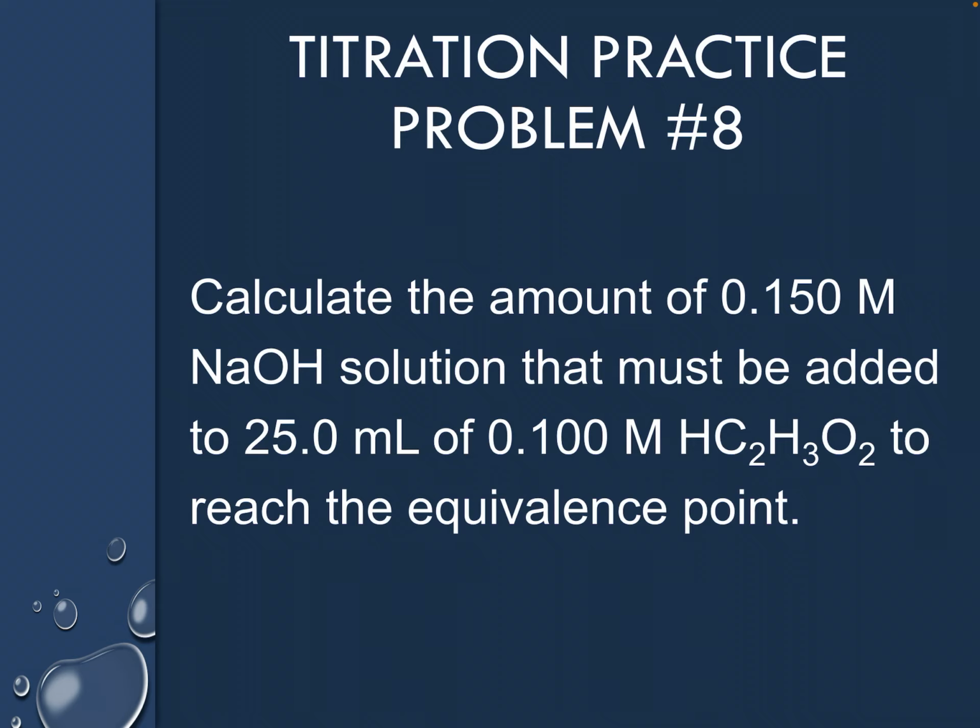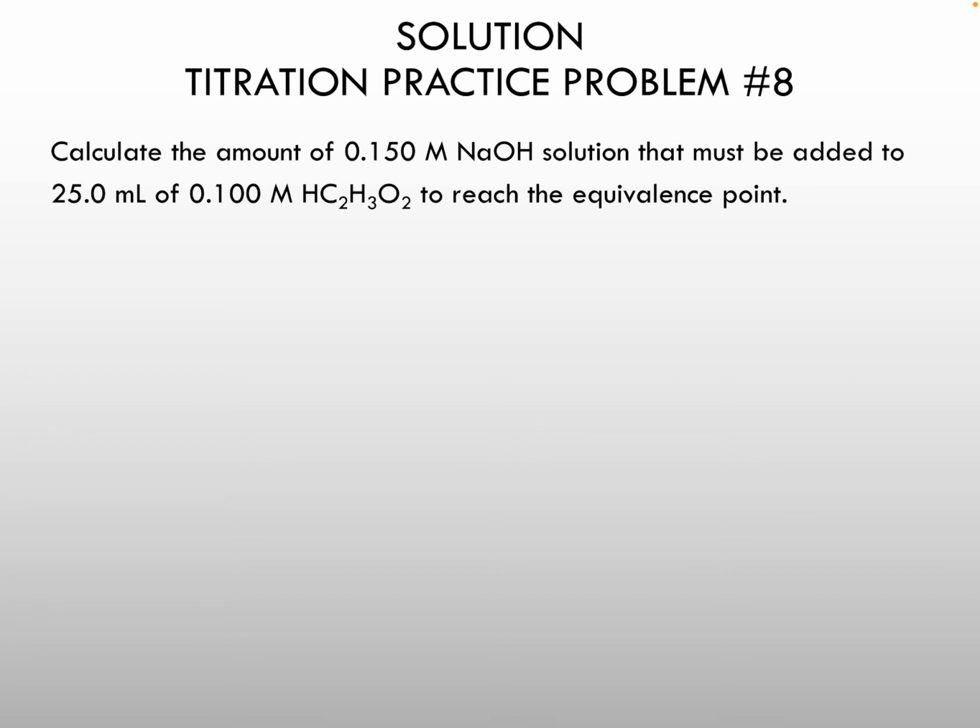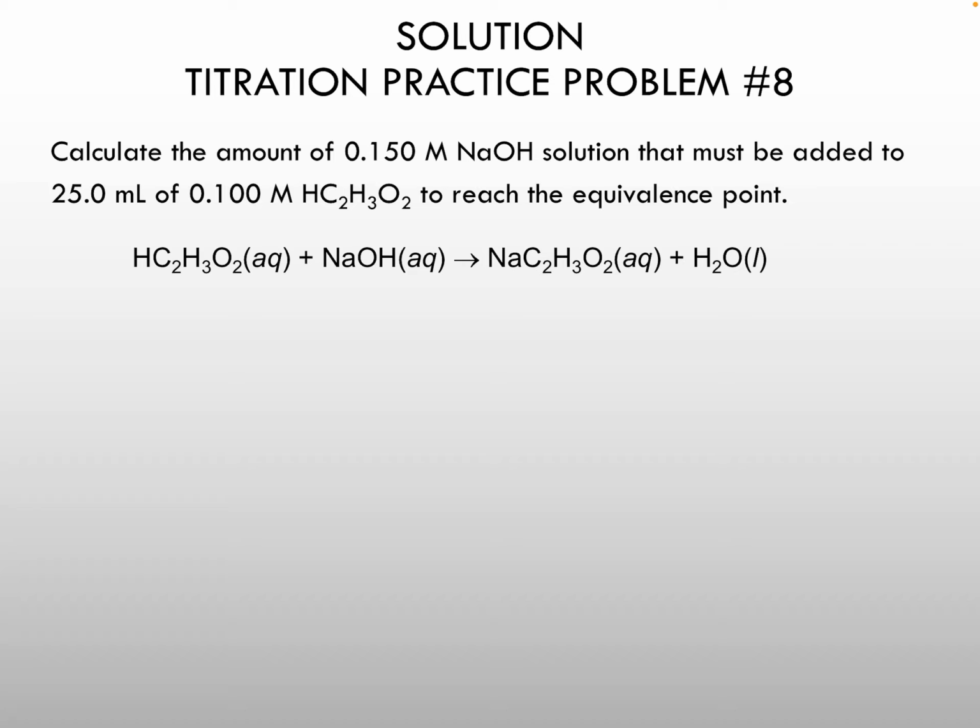So this problem says calculate the amount of 0.15 molar sodium hydroxide solution that needs to be added to 25 milliliters of 0.1 molar acetic acid to reach the equivalence point. Since they are reacting in a 1-to-1 ratio, we can go ahead and use that MAVA equals MBVB, but I'm going to show you it through stoichiometry and dimensional analysis first.